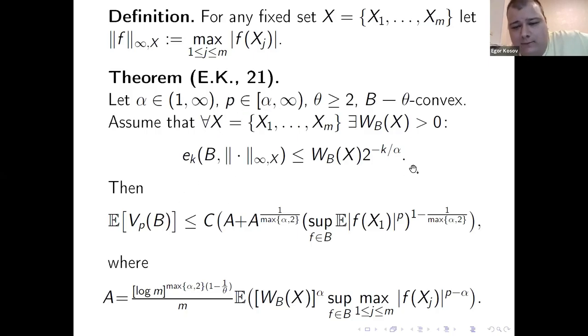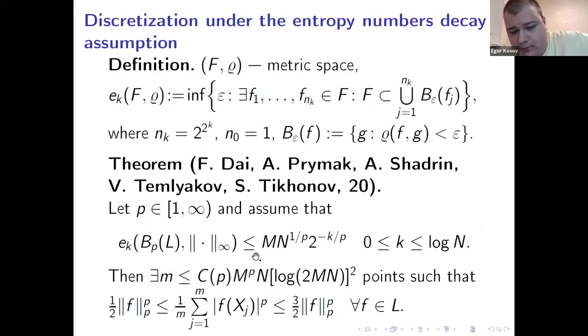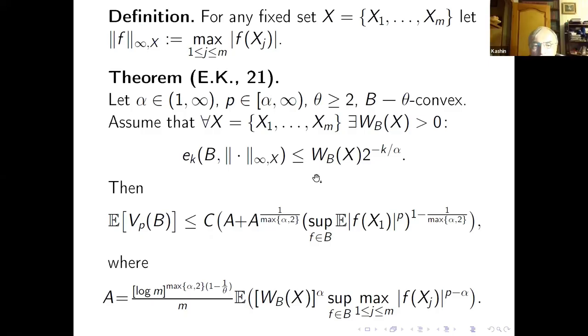Alpha, p and theta are some parameters. Theta is the parameter of convexity, B is theta convex, p is the parameter that we want to discretize the LP norm, and alpha is the rate of the decay of the entropy numbers. So assume that for any set of points, we have the constant WB of X, such that the entropy numbers are bounded by this constant multiplied by this quantity. It is actually very similar to this assumption. This is the constant and this is the rate of the decay.